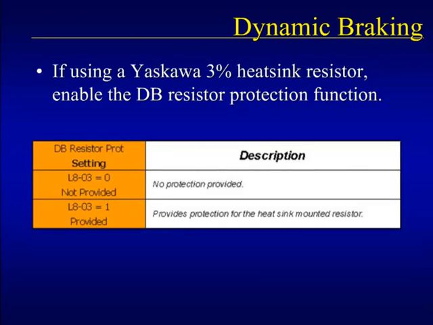On the smaller size drives, 5 horsepower and below, it is possible to have a Yaskawa 3% heatsink dynamic braking resistor as an option. If you are using the heatsink resistor, parameter L803 should be enabled by setting L803 to setting 1 for protection provided. This function monitors the resistor usage to indicate when the resistor has been overloaded.